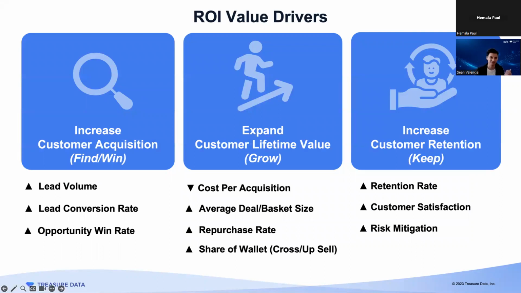Oftentimes, one way to look at it is we could divide it into three categories. Okay, do we want to focus on acquisition, customer lifetime value, or retention? And within these, there are going to be multiple different KPIs we could be examining. For the acquisition side, maybe lead volume is going to be key, and conversion rate. Whereas if it's lifetime value, maybe we want to focus on cross-sell and upsell.